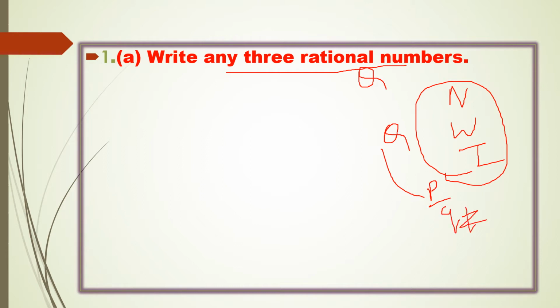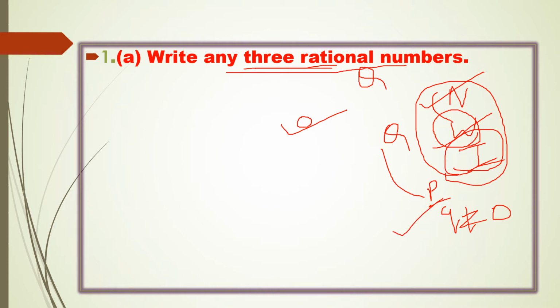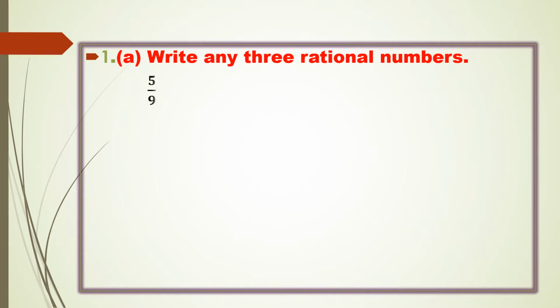So if we are asked to write any three rational numbers, you can write a natural number, you can write a whole number. What is the number which is present in whole numbers but not in natural numbers? It is 0. So you can represent 0 also as a rational number, or you can write a negative number, right? You can write a P by Q form number also. So your solution will be like this.